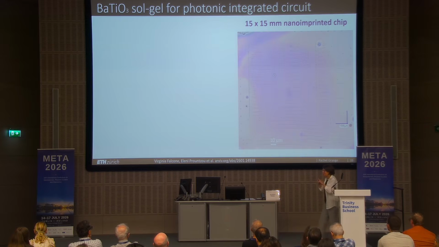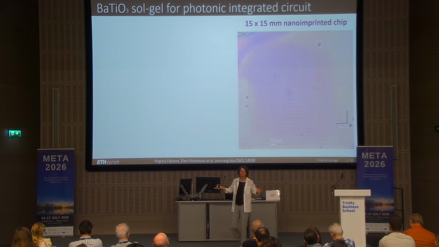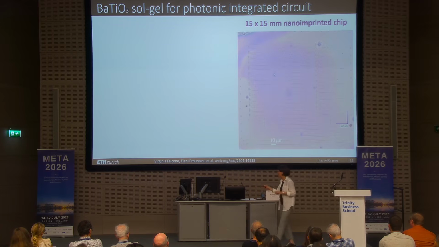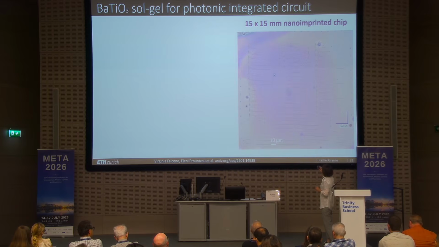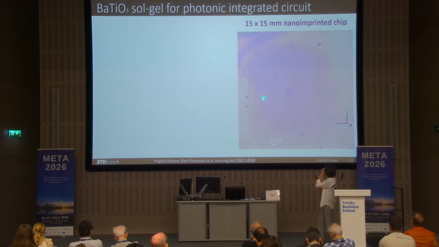Okay, now I'm closing a loop, because we were thinking, okay, we can do a flat structure. What about circuits with the sol gel? Because that would be cool, right? So you imprint circuits, and we can do that. You see now, this is a 15 by 15 nano imprinted chip. Because we spin coat the sol gel, right? We spin coat barium titanate, and then directly after spin coating, you imprint. And here you see a circuit already.